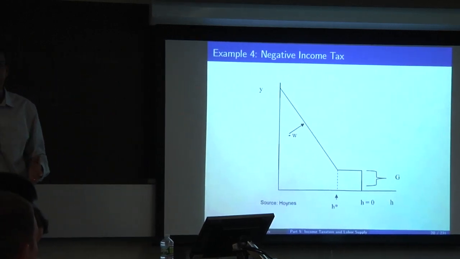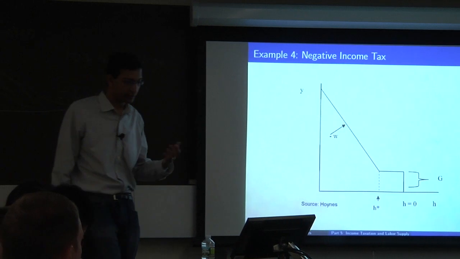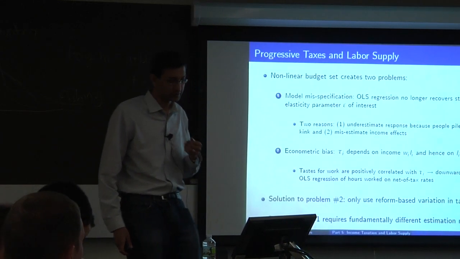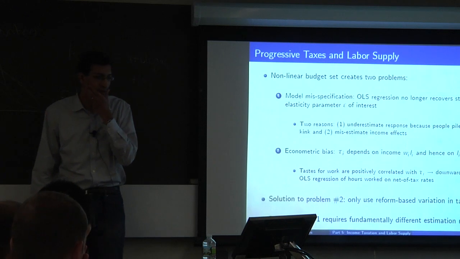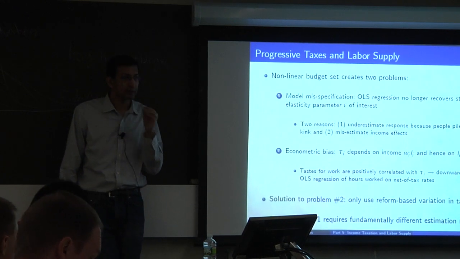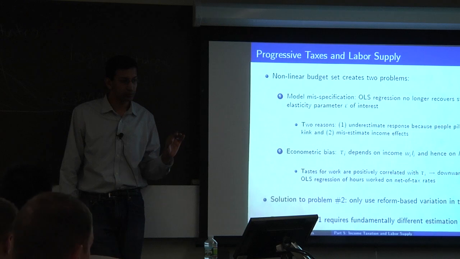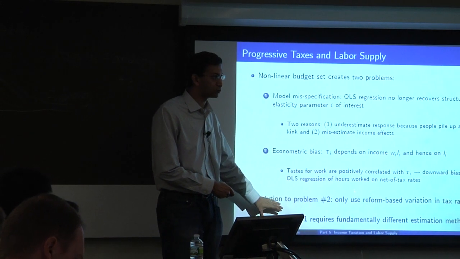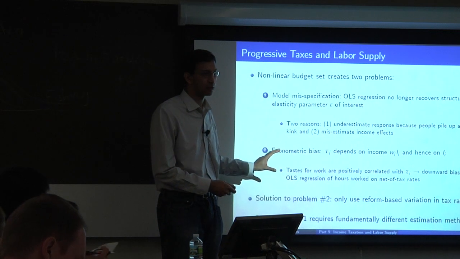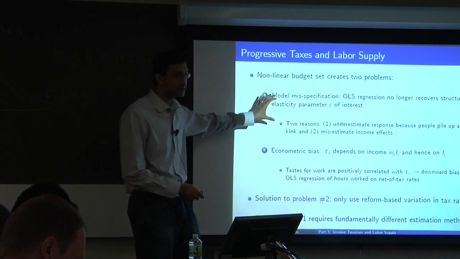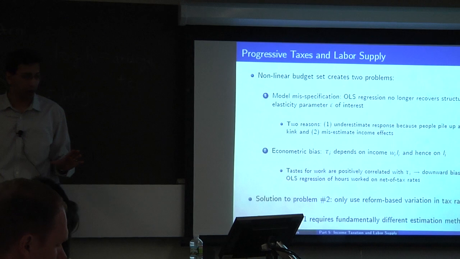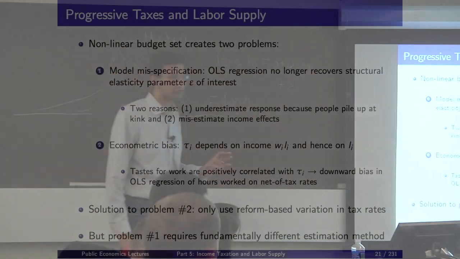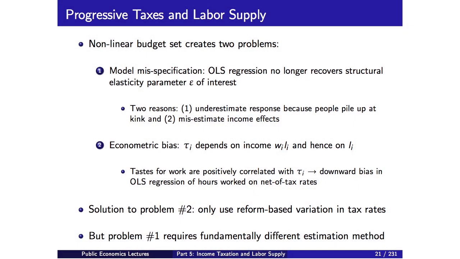Okay, so we'll talk about how you implement this. It's a straightforward methodology that Gruber has pushed in recent work. Okay, so just to be clear, the second problem can be resolved using a standard instrumental variables approach. The first problem is deeper than that. You actually have the wrong model, and so it requires a fundamentally different estimation method, and that's really what we're going to focus on in this lecture.